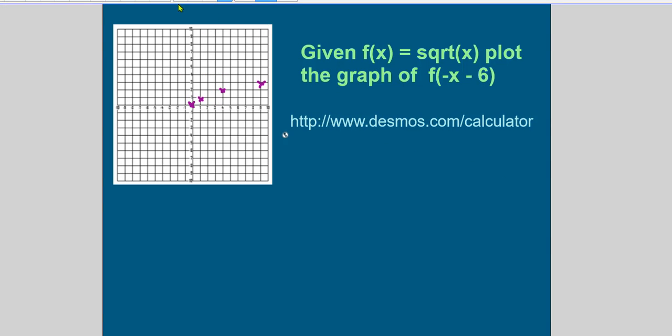Okay, so next, given that the function f of x equals the square root of x, plot the graph of f of negative x minus 6. So what I'm going to do here is I'm first going to shift the square root function 6 units right.